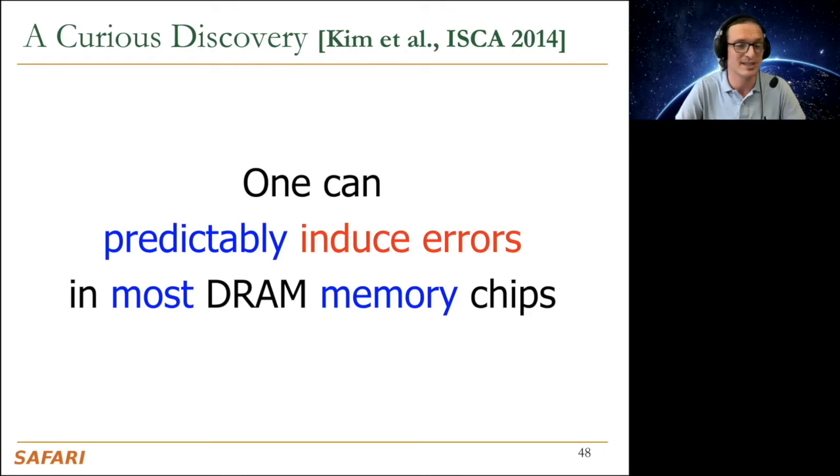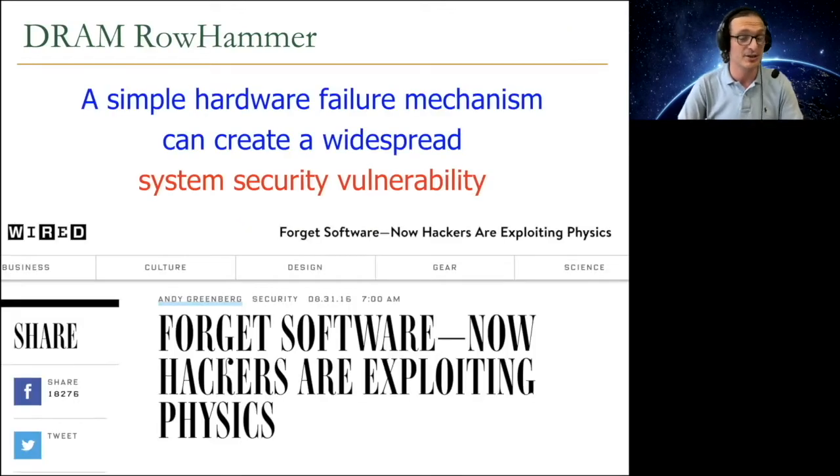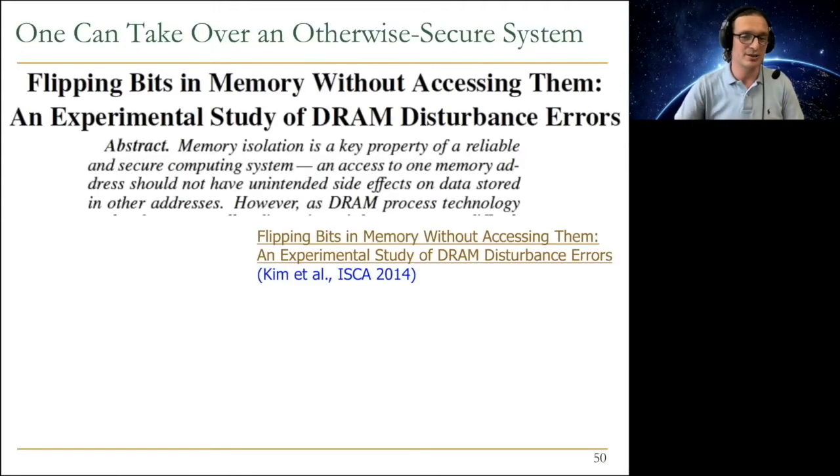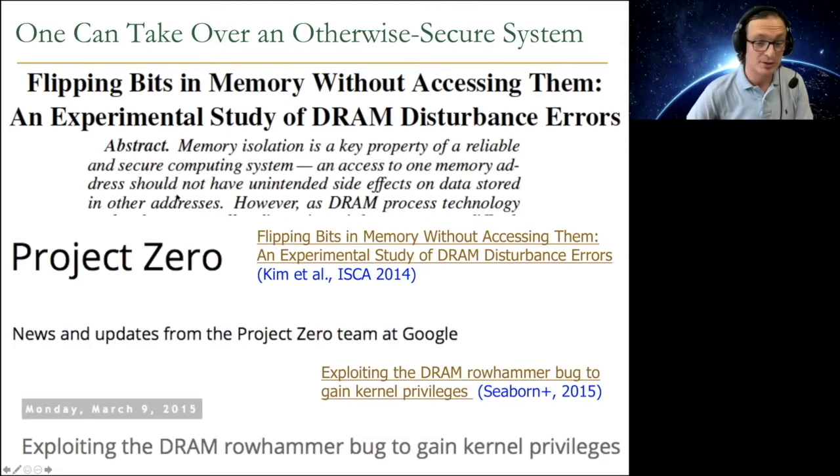I'm not going to go through this in detail again, but it's really a simple hardware failure mechanism that can create a widespread system security vulnerability. And we've also mentioned this high-level paper that talks about the gist of RowHammer, basically. It's a physical phenomenon that leads to a reliability problem that can be exploited as a security issue. And you can read our paper, as well as Google Project Zero's work that talks about how to exploit these RowHammer bit flips so that you can actually gain kernel access using a user-level program completely. And this is beautiful security engineering.